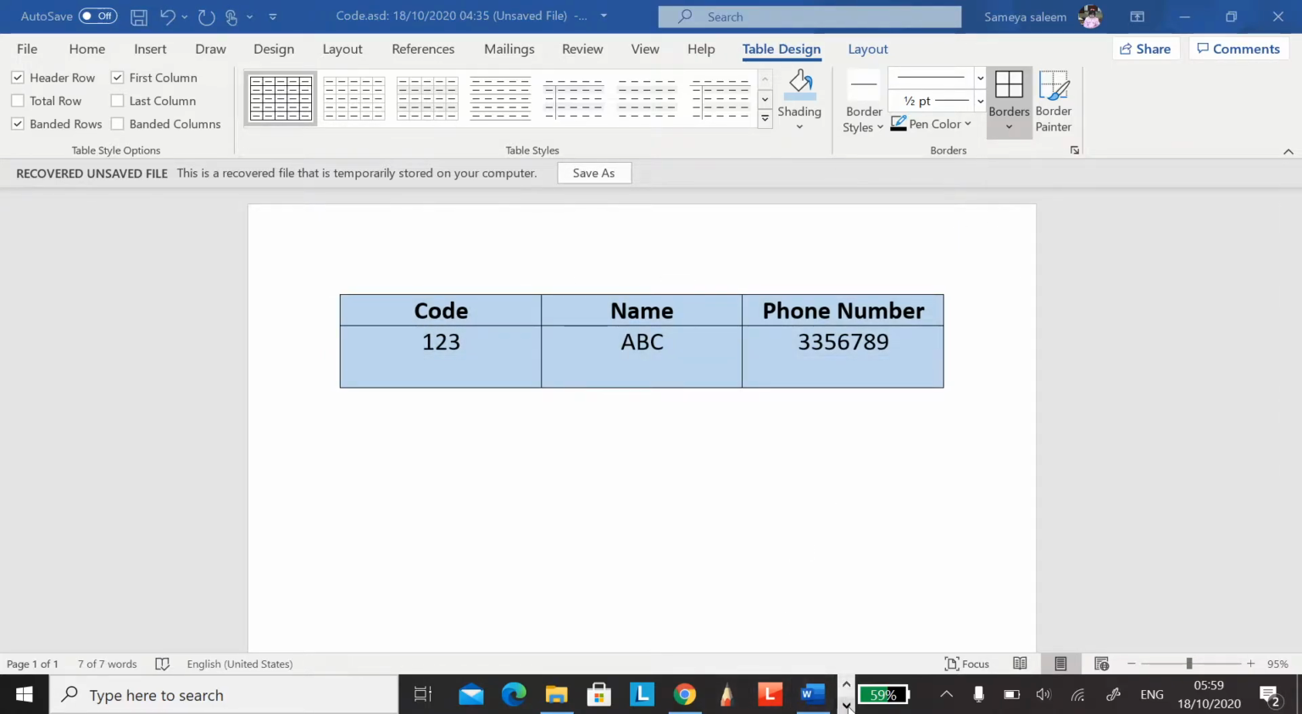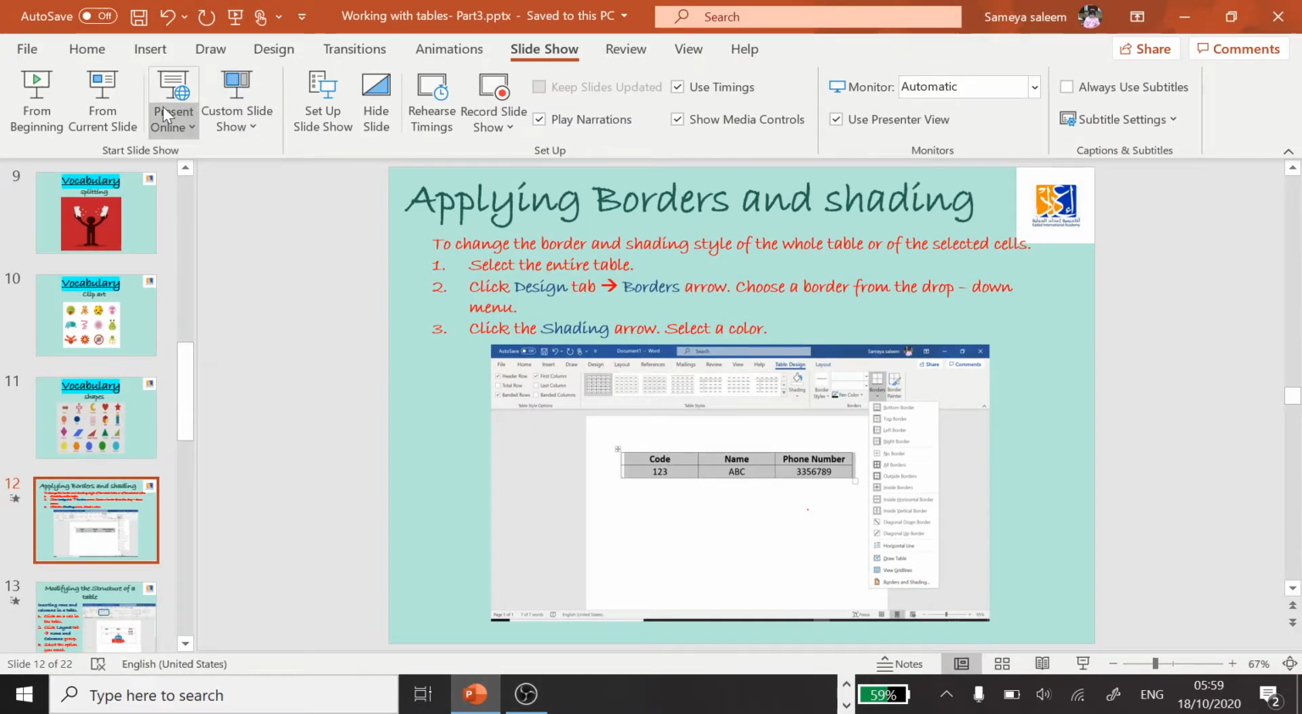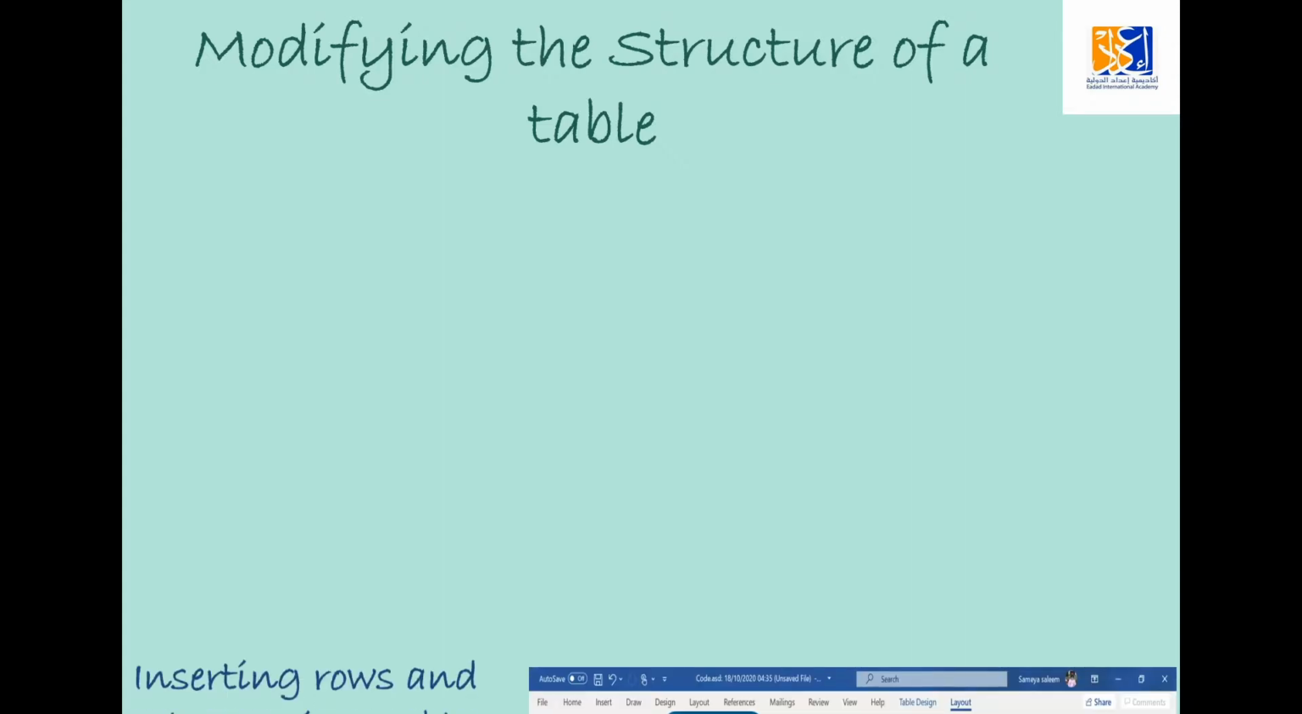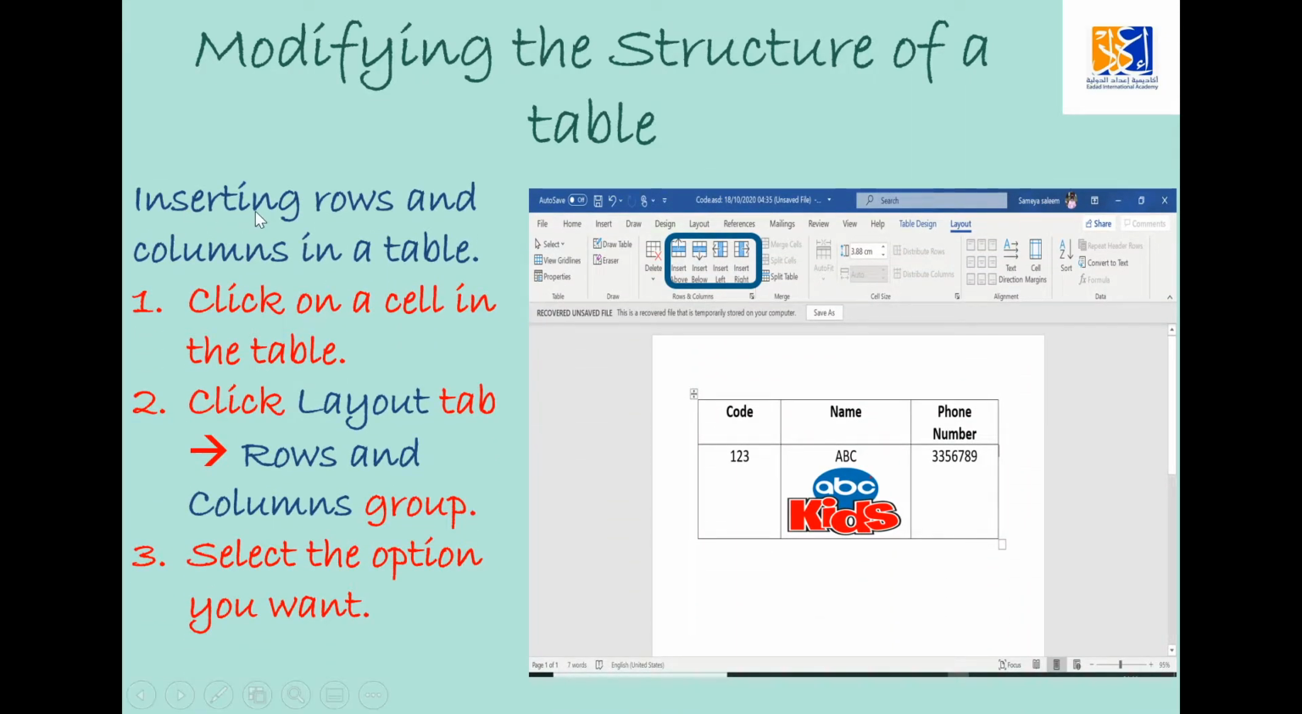Let's go back to our PowerPoint. Then, how to modify the structure of a table. For example, if you have already created a table, and how will you modify it? Inserting rows and columns in a table. If you want to insert a row and column into your table, click the Layout tab, then click on Rows and Columns group. Select the option you want. In this picture you can see I have put it in the shape box.